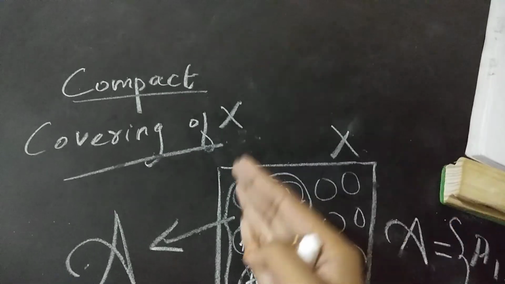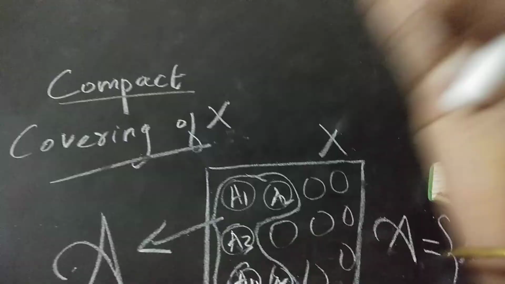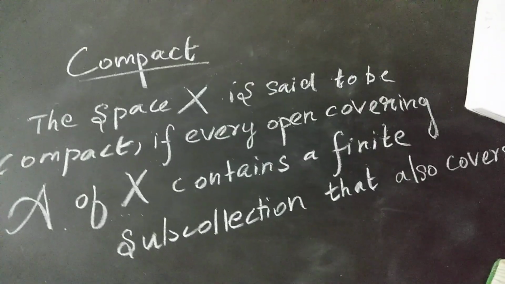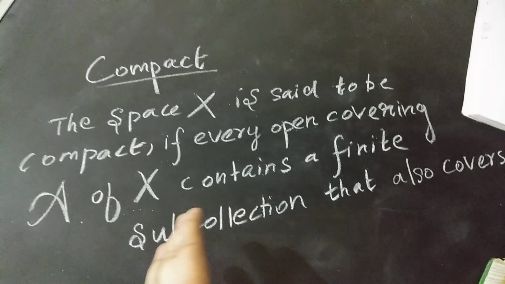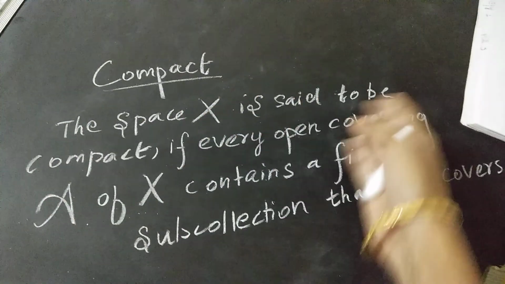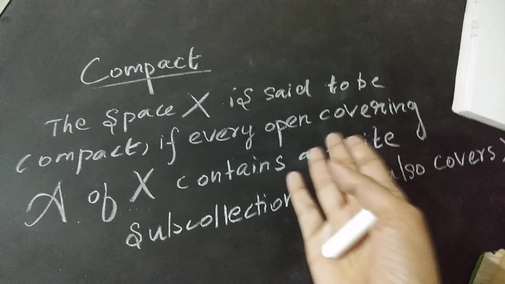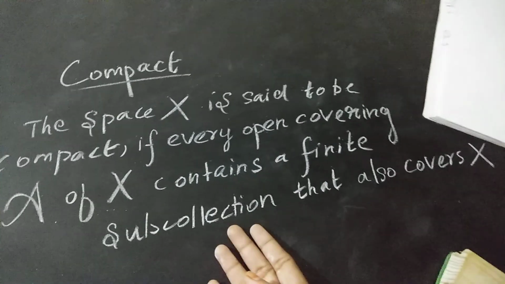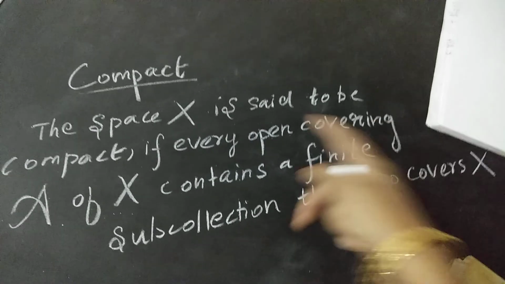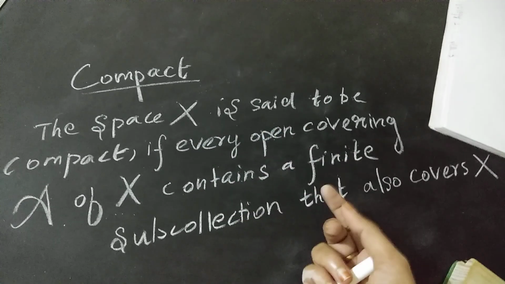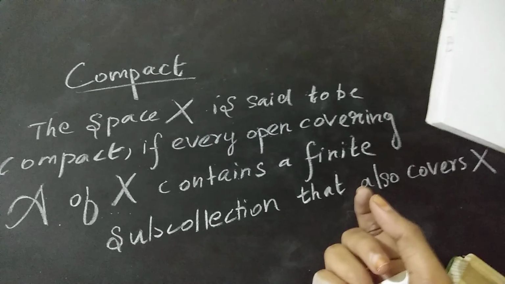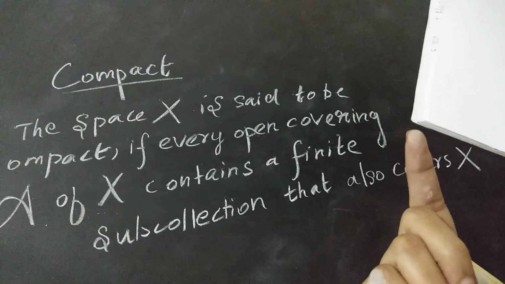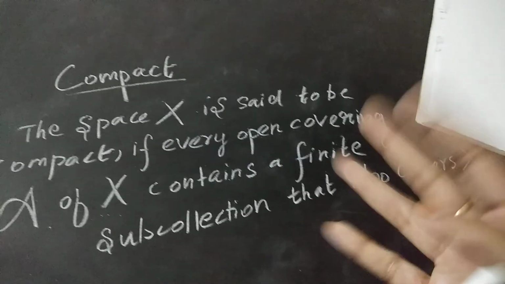Now let us pass on to what is called compact. Here you can see the definition of compact. The space X is said to be compact if every open covering script A of X contains a finite subcollection that also covers X. Just before, I explained what is called covering of X. I must tell you also that covering of X is also called open covering of X. Open covering and covering are both the same.